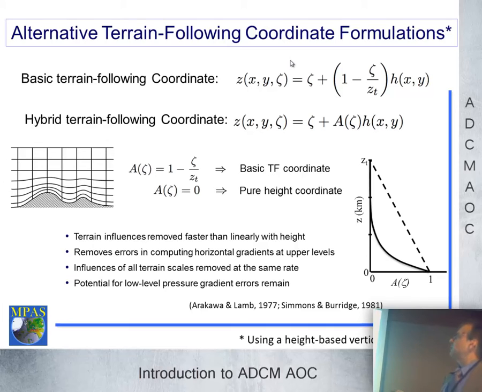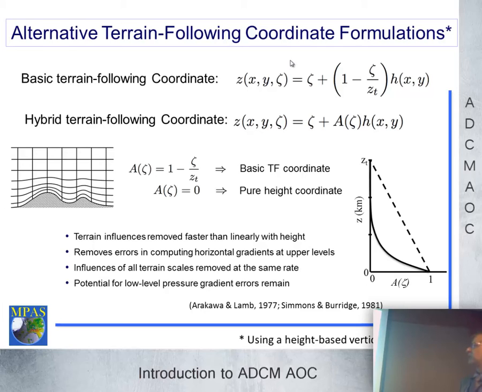The basic terrain following coordinate is expressed like this with the terrain height here, and it basically goes from terrain following to flat at the top. There's also a hybrid terrain following coordinate which can go to flat at other levels. The terrain influences are removed faster than linearly with height. You can use different formulations for this A of zeta. That's a more generalized version.